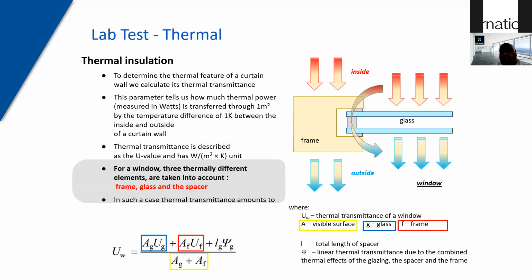So this is the formula which we use. The U value of the glass, of course, comes from the glass supplier. The U value of the frame comes from us, and then the spacer values also come from the glass processor. And this is how we calculate the U value.